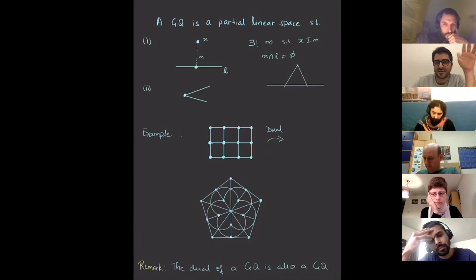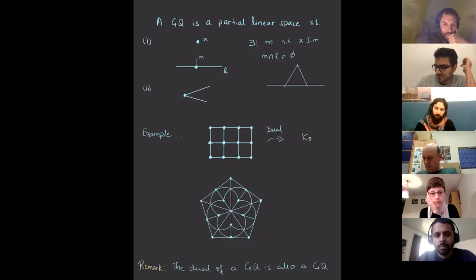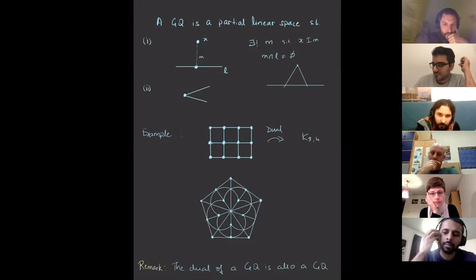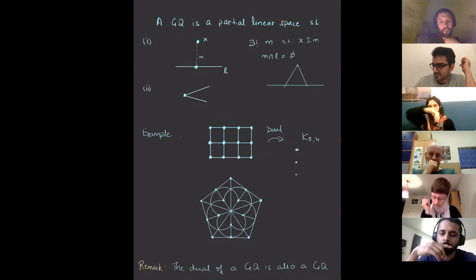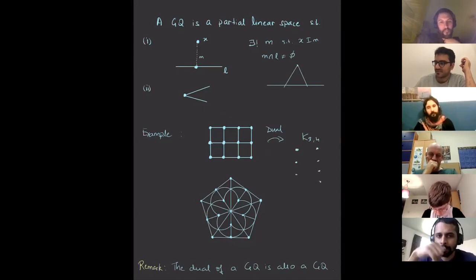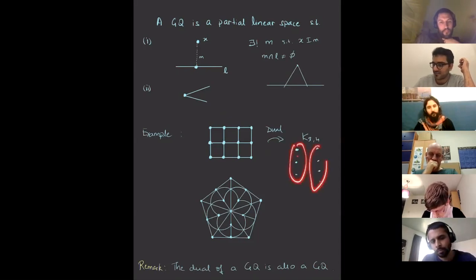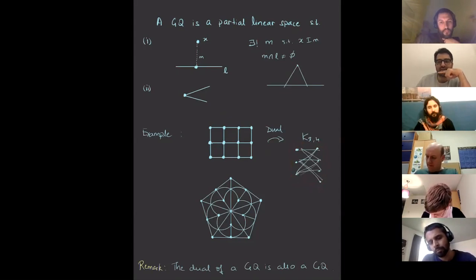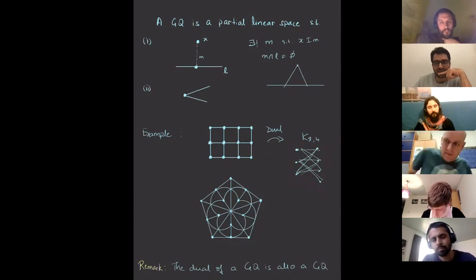I'll just give a hint. It's a graph. Exactly. So it's in fact K3,4 here. It's the bipartite graph. Let's say these are my 3 horizontal lines, these are my 4 vertical lines, and then they pairwise meet. So this complete bipartite graph, whatever, all the possible connections. So complete bipartite graphs are also generalized quadrangles.